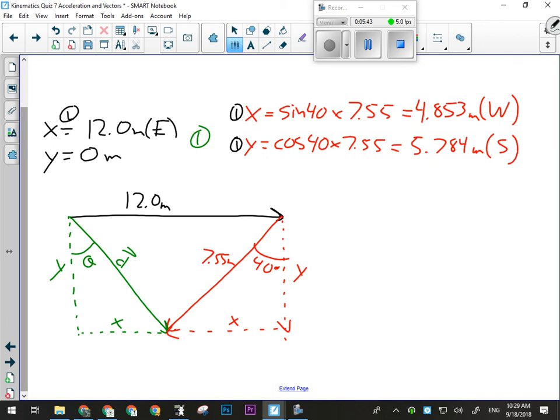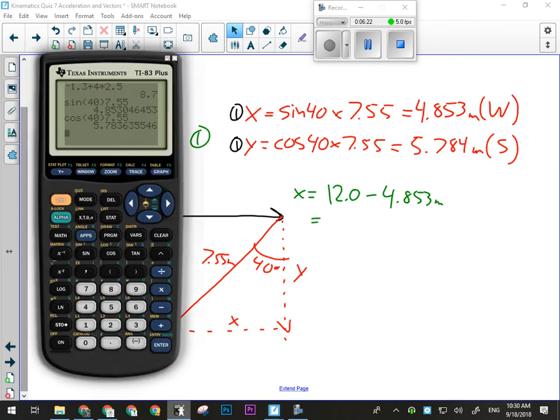Okay, so we're up to 4 marks. Next thing we have to find are green X and green Y. All right, and we talked about how the other day, to get our resultant X component, we take the 2 X's, so 12 meters east and our 4.85 meters west, and we add them together. Well, actually, in this case, we're going to subtract because one is east and one is west. So for green X, that's going to be 12 meters east minus 4.85 meters west. Okay, and that will give us our green X.